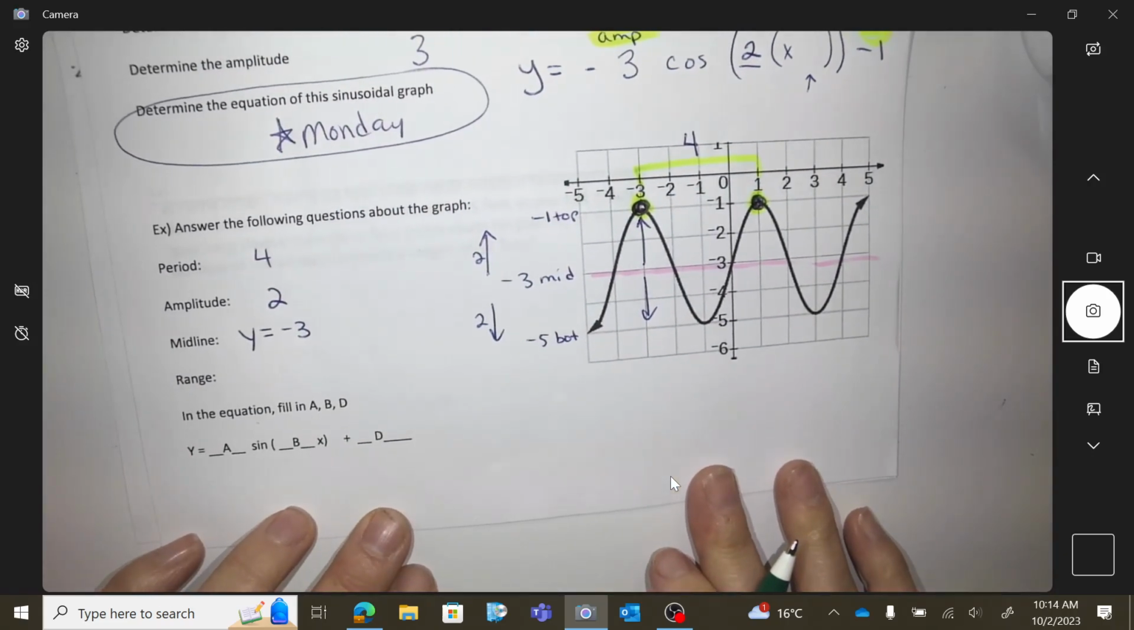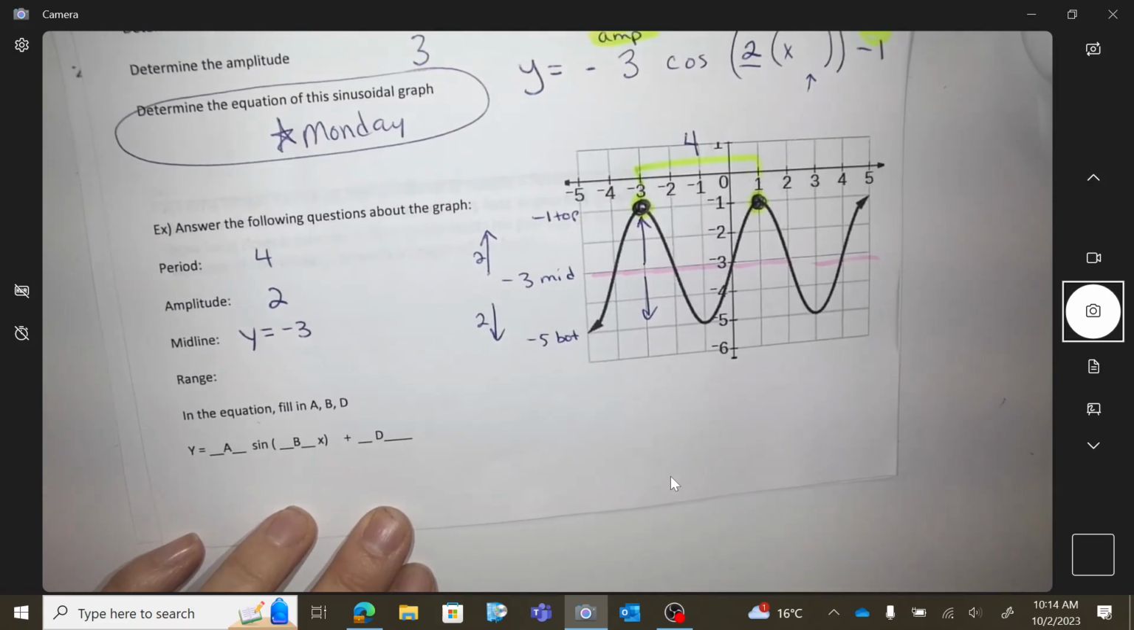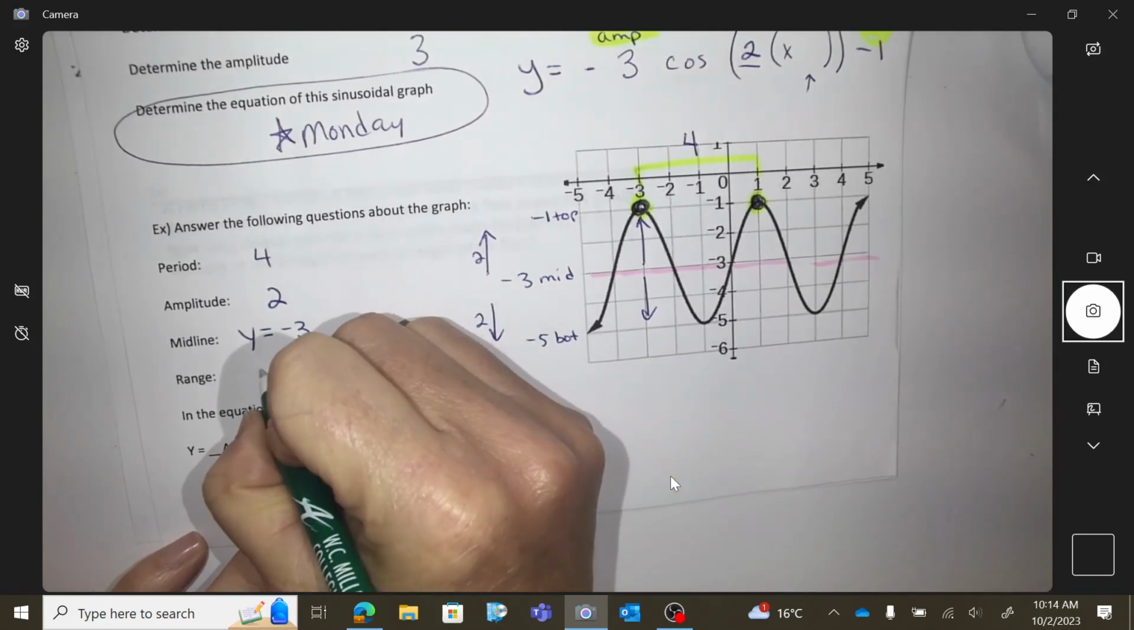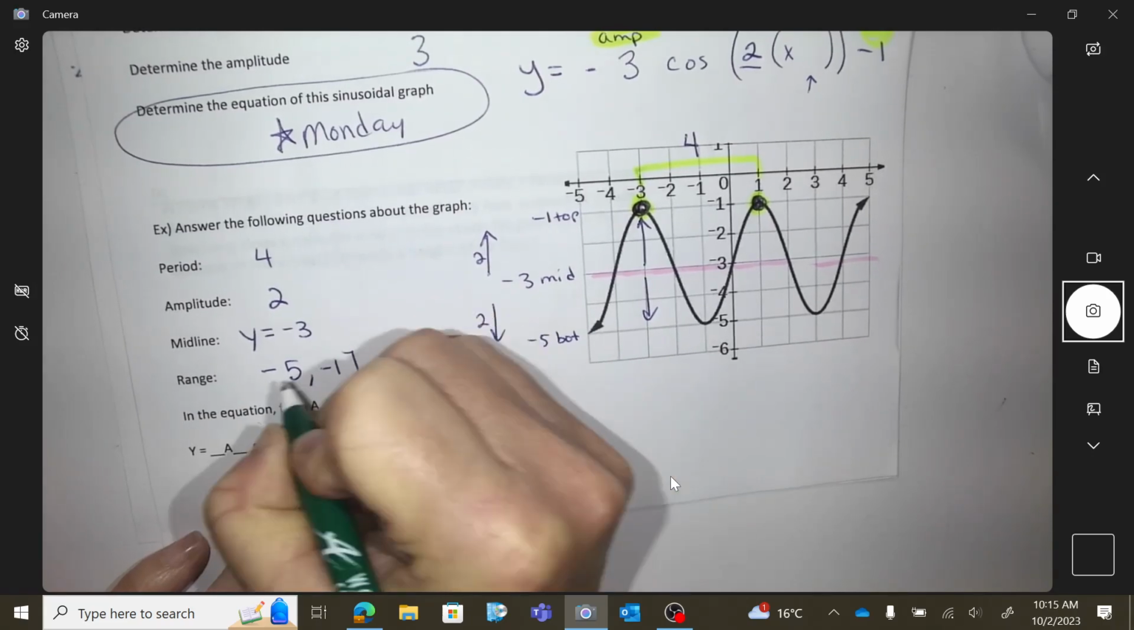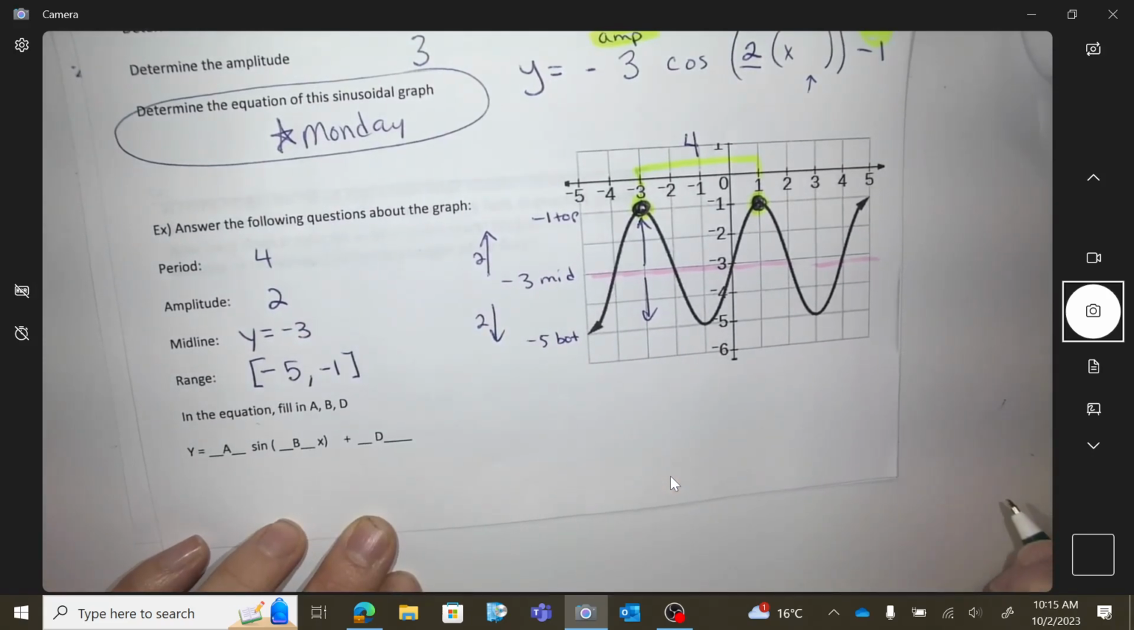The range. So how do you write range? Lowest to highest. So what's the lowest this graph would travel? -5 to -1 with squares.